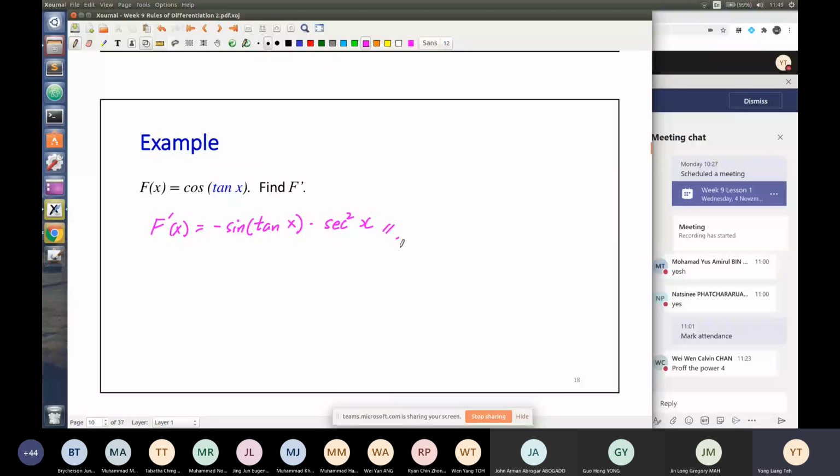Of course, if you want, secant square is actually 1 over cosine square, so you can write it further as minus sine of tangent x times 1 over cosine square x. Some of you may want to write it as minus tangent of tangent, oops, sorry, you can't do it. Because this is tangent x, and this is x, you cannot do a simplification here. So you could just leave this in this form. You're not able to combine the sine with the cosine square here.